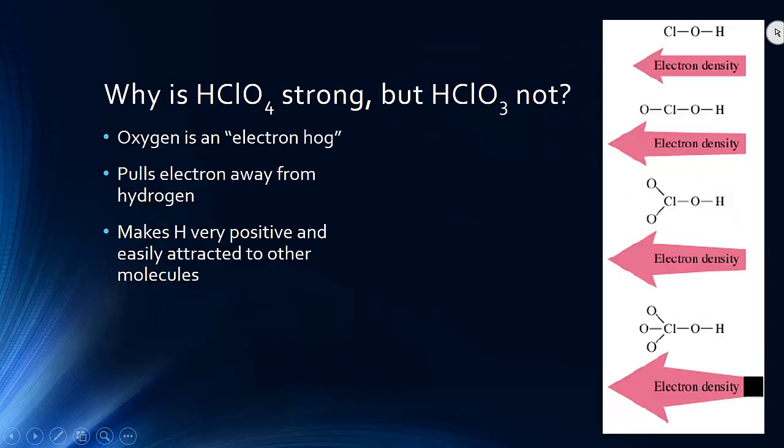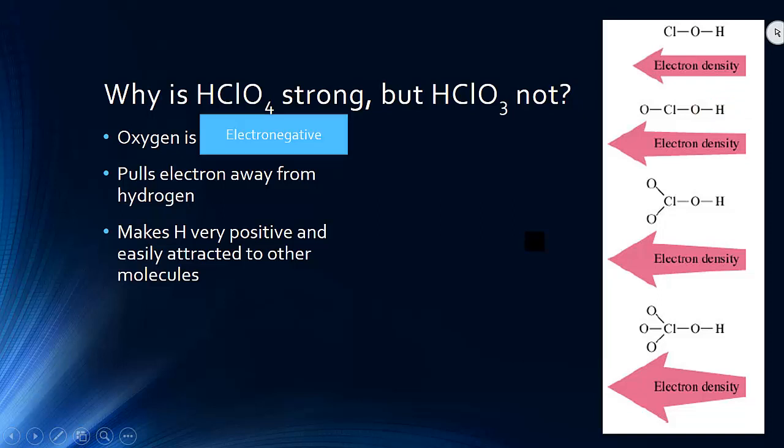Perchloric acid is listed as a strong acid, but others in the chlorate family are not, right? Like chloric acid or hypochlorous acid are not listed as strong acids. So what is it about perchloric acid that makes it strong but not its cousins? Well, it has to do with the fact that on oxyacids, the hydrogen is linked to the oxygen of that oxyanion. Oxygen is an electron hog.